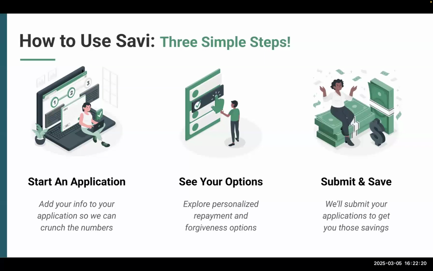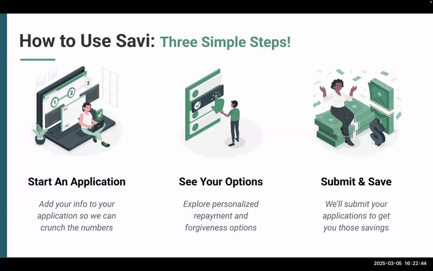Now, Savi simplifies and digitizes the eligibility and application process for federal forgiveness programs. Savi users can reduce their student loan payment by an average of $150 a month and receive average forgiveness of $20,500. You can complete one application to see personalized options for all the programs we cover.